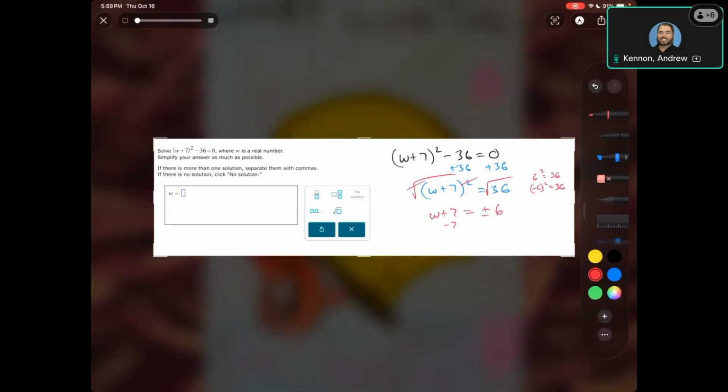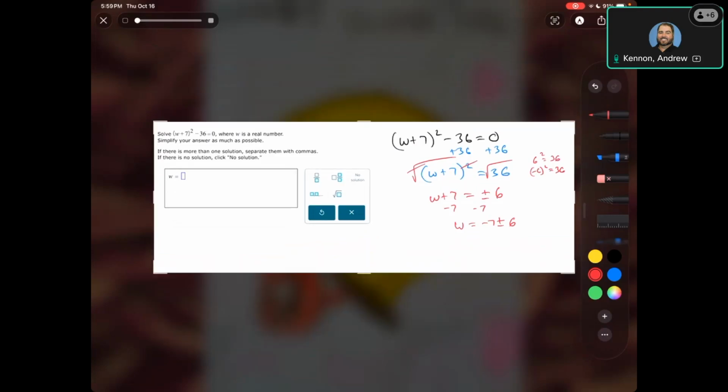Now to get w completely by itself, I subtract 7. So this is two different answers. This is negative 7 plus 6, and this is negative 7 minus 6. So this is negative 1 and negative 13.